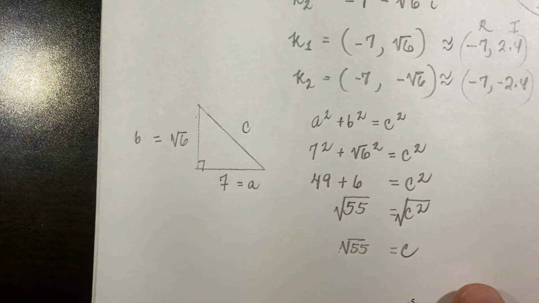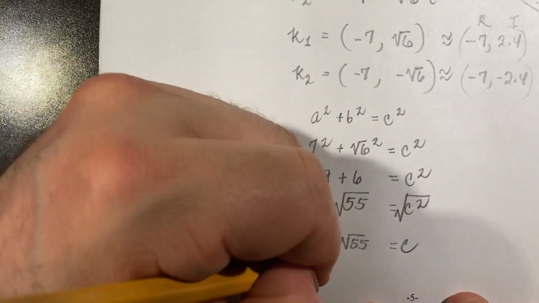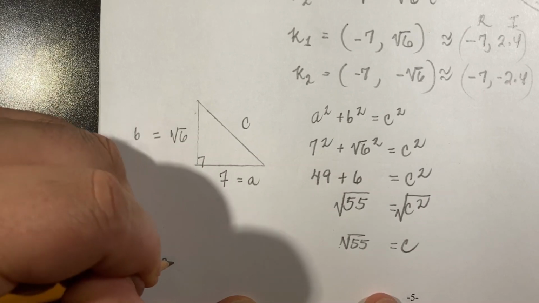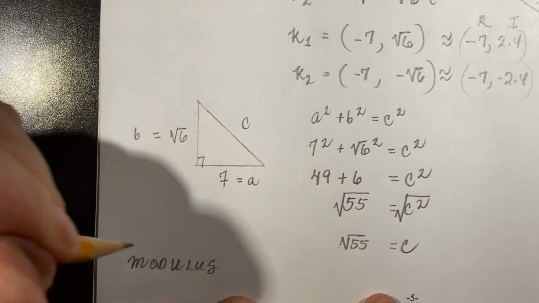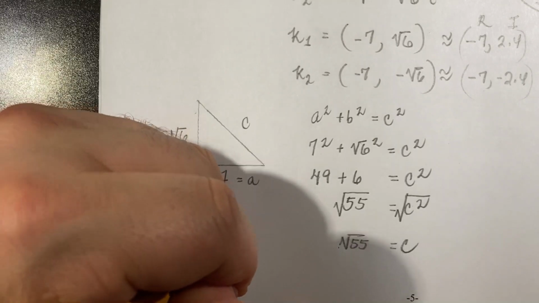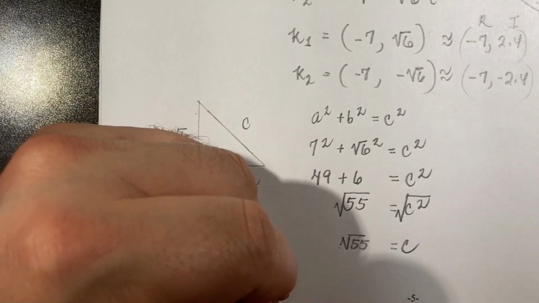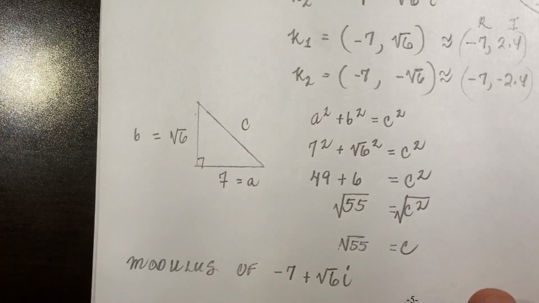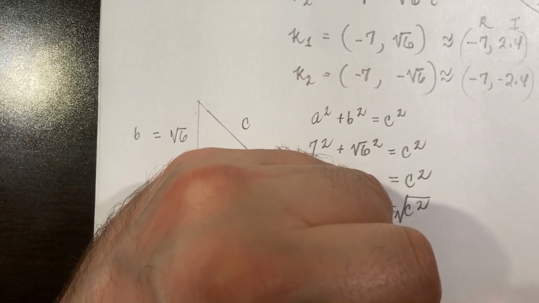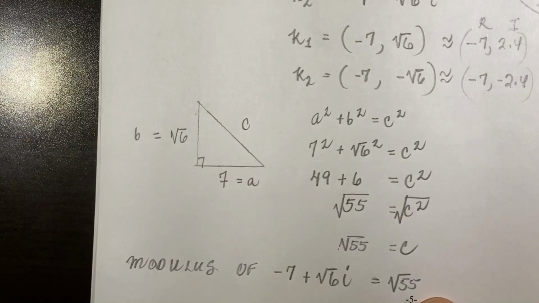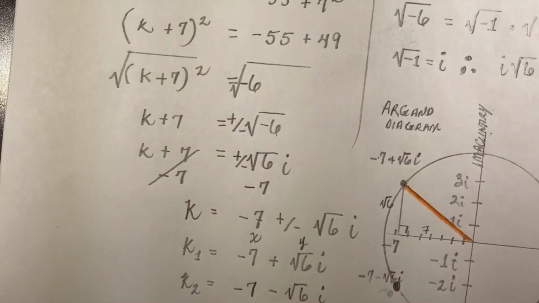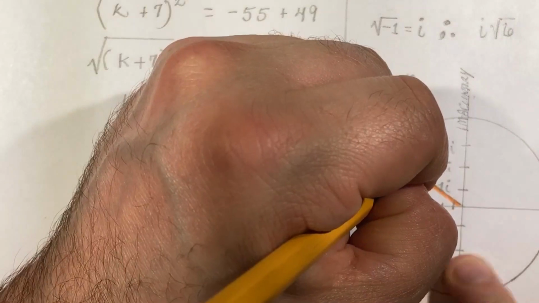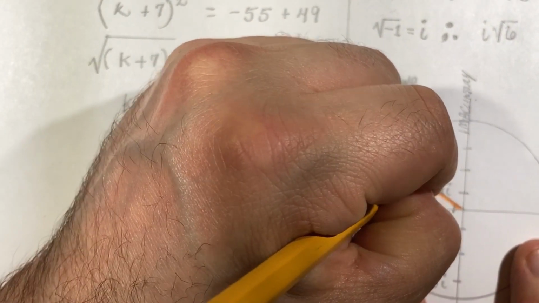And what this is called, the square root of 55, is called the modulus. The modulus of negative 7 plus square root 6i equals the square root of 55. Okay, and what the modulus is, it is the radius of this circle. Okay, so you can go in here and put it down, square root of 55.